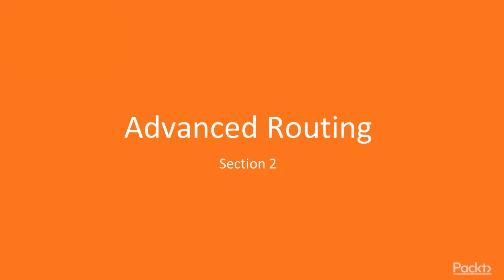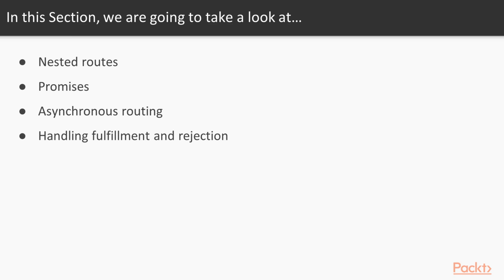In this section, we will have a look at advanced routing. We will begin with nested routes for nesting UI and layout handling. Then we will have a look at promises to be able to handle async callback. Next, we will look at asynchronous routing, in which we will be using promises in Ember routes. And lastly, we will look at handling fulfillment and rejection to be able to gracefully handle errors in our application.